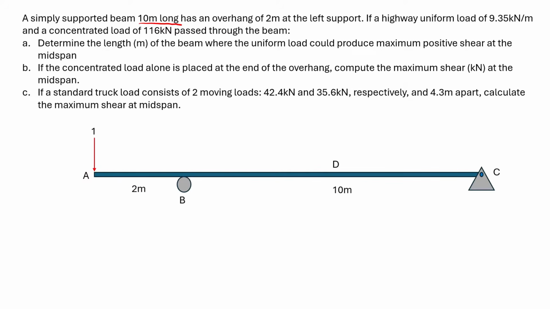Now we are to analyze this beam for the maximum shear at midspan, because as you can notice, the question here is the maximum positive shear at the midspan, as well as this one, and also this. Now first, we'll cover how the influence diagram must be formed.